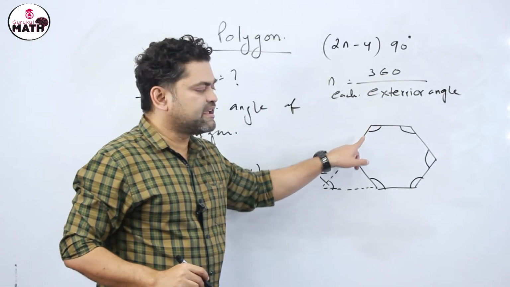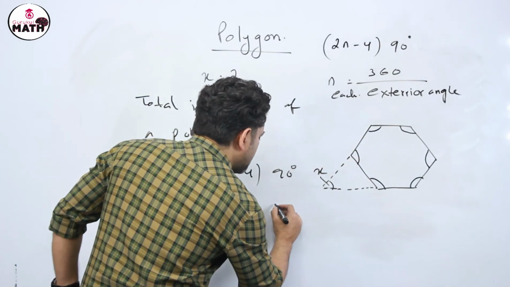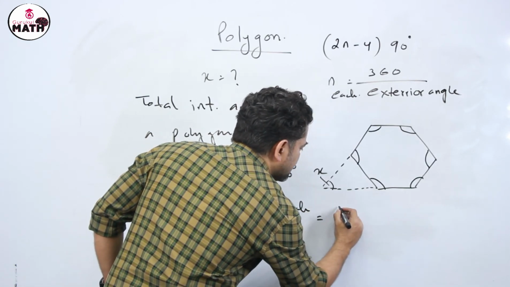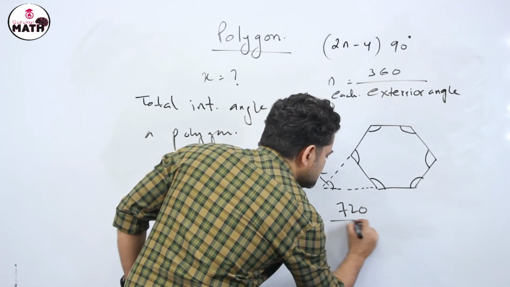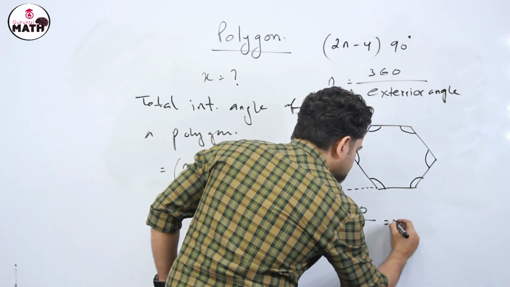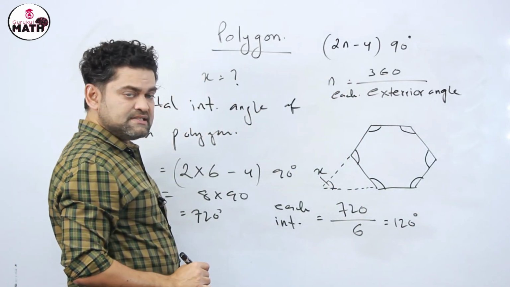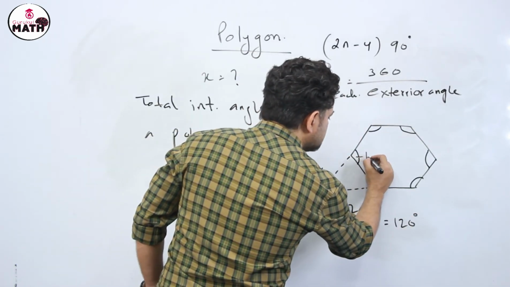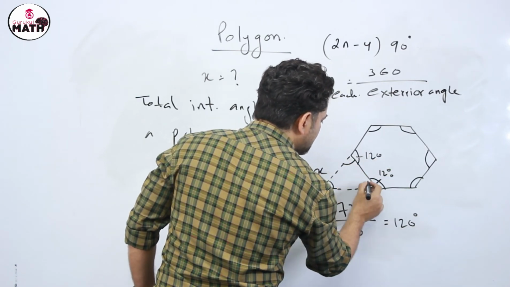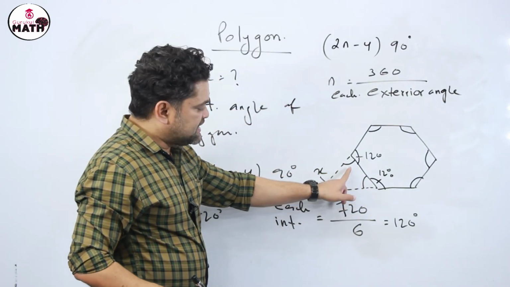The total interior angle of a polygon. And how many angles are here? 6 angles. So if I find each interior angle, then I will divide 720 by 6, as there are 6 angles. So each angle is coming here 120 degrees. So you see it's very easy. So if its interior angle is 120, this one is also 120. So according to the adjacent angles on a straight line, I can find now these angles.